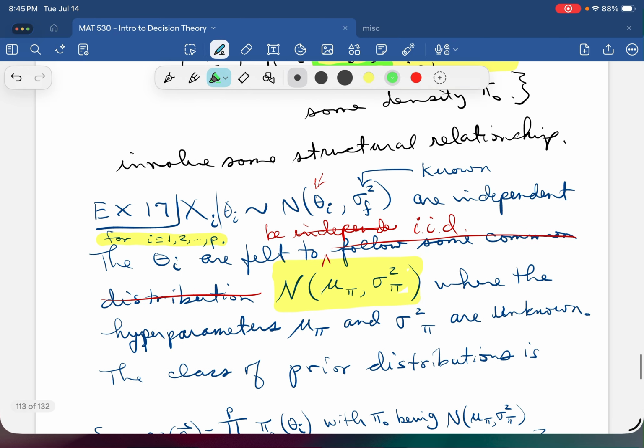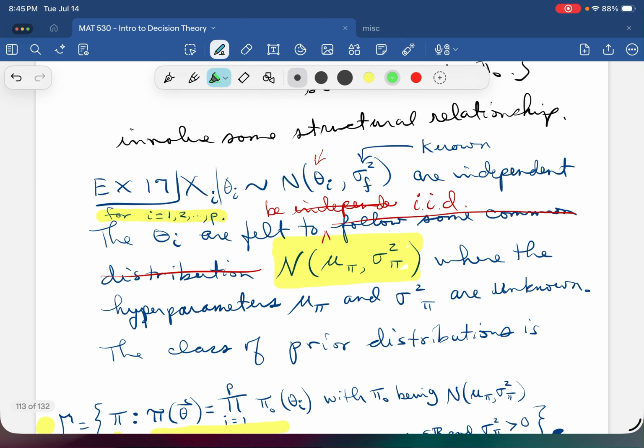So an example of that, where we have this sort of structural relationship, would be the case where for each i, X_i given theta_i is normal with parameters that you see there. Here the parameter theta_i is the unknown and the variance is known, and those are independent for i equal 1, 2, until p.